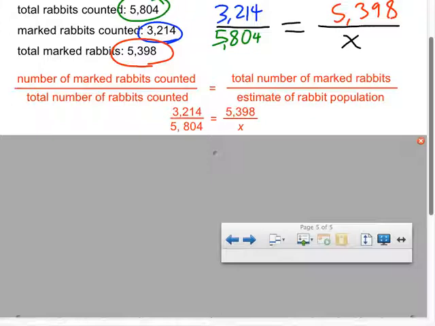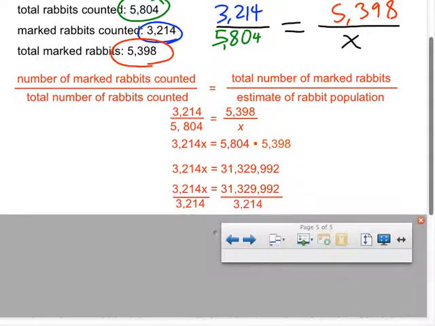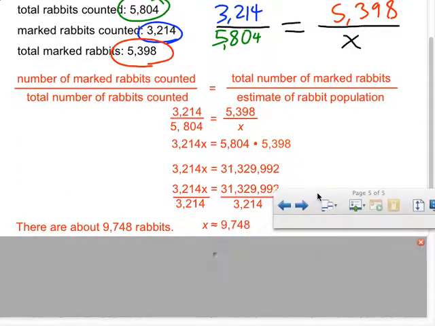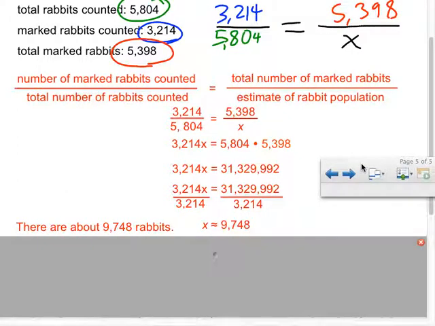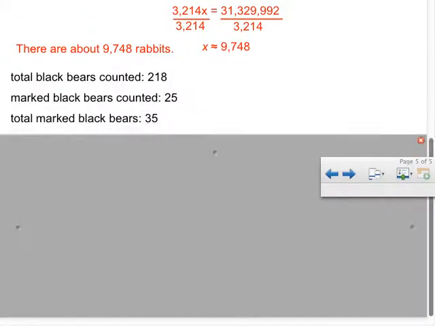So Jonathan, I see you in the back. Do you have an answer? What'd you get? What was the estimated population size? 9,748. Everybody got 9,748? That's correct. Okay, last problem for us to complete. Bears. Okay, and they're black.